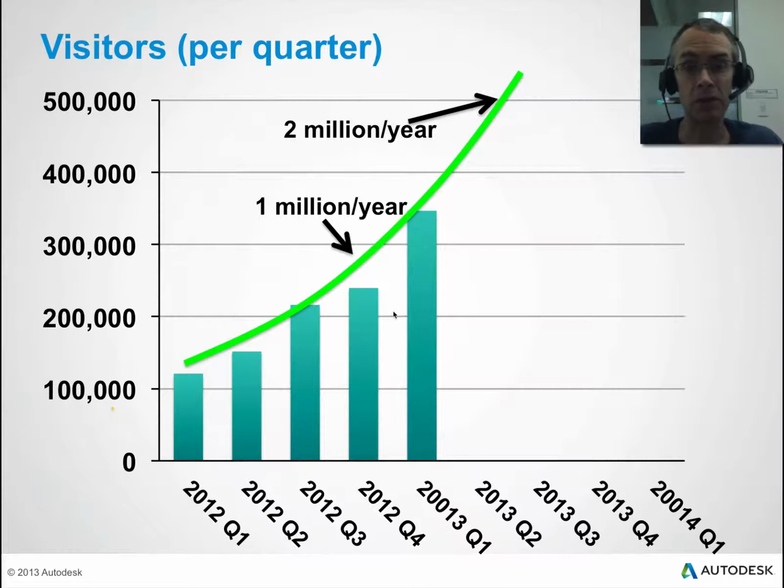And here's some examples of the kind of volume we're seeing. This is the number of unique visitors we're getting per quarter at the moment. You can see that we've already surpassed the 1 million visitors a year mark, and we're very quickly moving towards the 2 million visitors a year mark. That's a lot of customers.